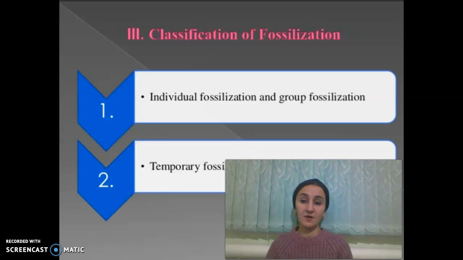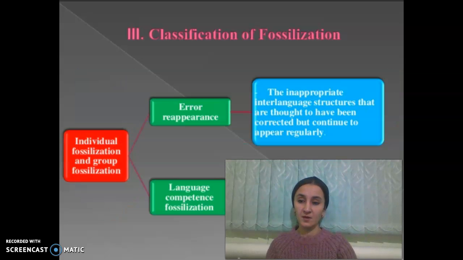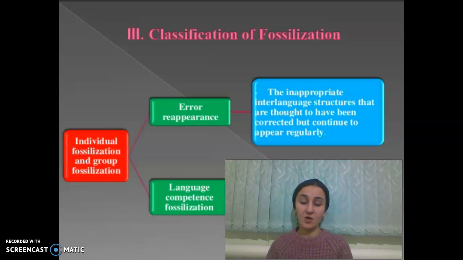And then let's classify fossilization. We have two classifications of it. In the first one, individual fossilization and group fossilization. So it is about the person, and people in groups, and temporary fossilization and permanent fossilization. So what is individual and group fossilization? It is also divided into two: error reappearance and language competence fossilization.